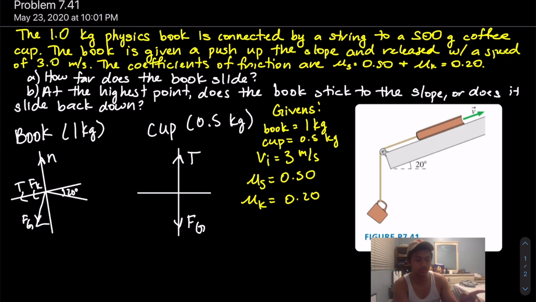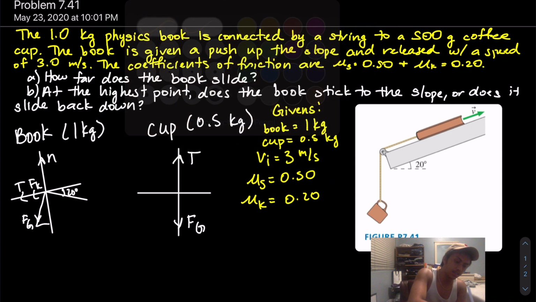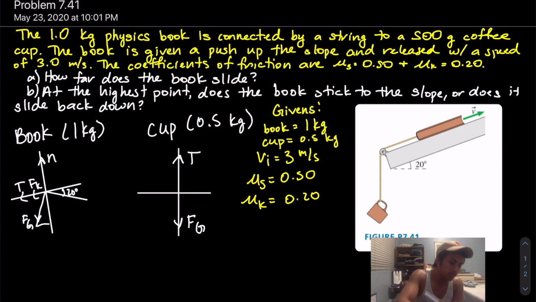I already drew the free body diagrams. For the book, as you can see in the drawing, there's a normal force acting up on it, kinetic friction going this way, tension from the rope, and gravity going straight down. In my free body diagram it's tilted a little bit because the slope is tilted. If you were to draw a line, it would be like this.